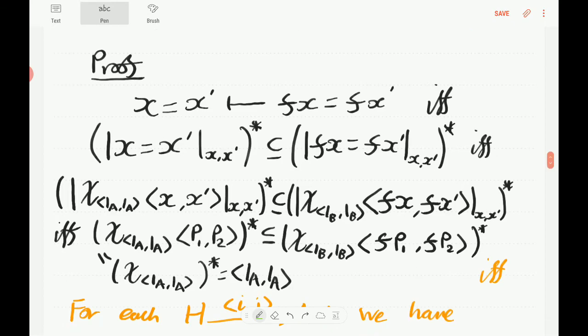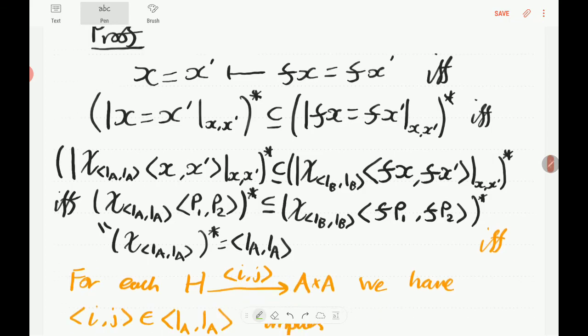Now we can rewrite this subobject on the left here. That P1 comma P2 is just going to be the identity arrow, so we can ignore that. And then we've just got the subobject classified by chi of identity A comma identity A, which is just identity A comma identity A, the diagonal arrow of A. So we're basically saying that that's contained in the thing on the right. That's equivalent to our initial statement.